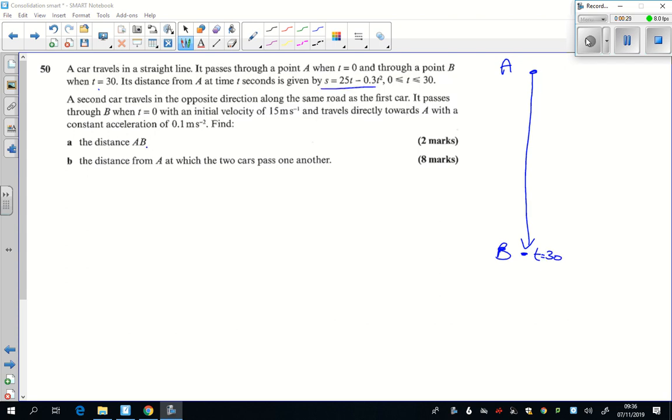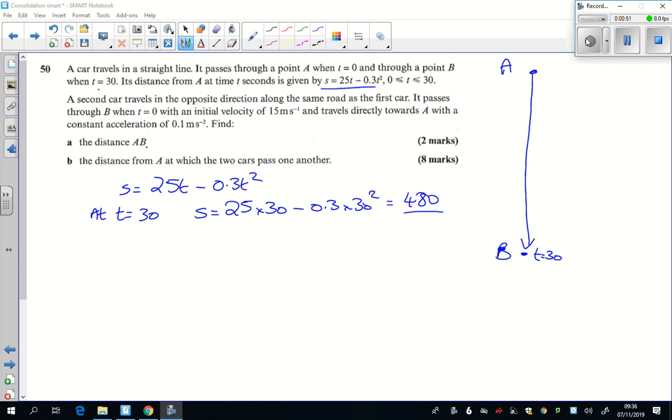You've got the formula here. S equals 25t minus 0.3t squared. At t equals 30, we get S equals 25 times 30 minus 0.3 times 30 squared. And that just works out to be 480. So the distance from one place to the next is 480 meters, here to here.